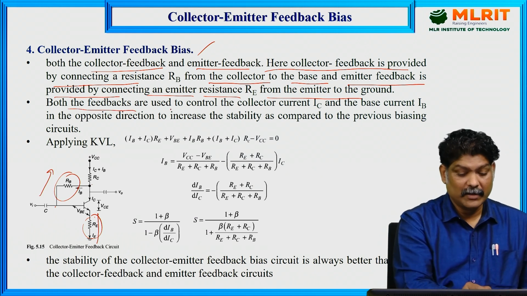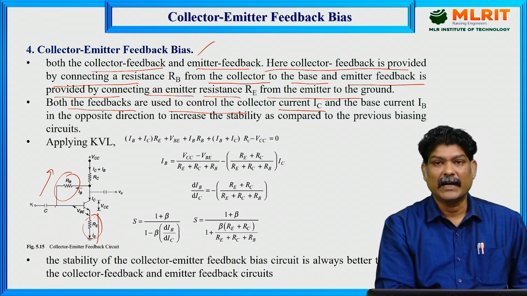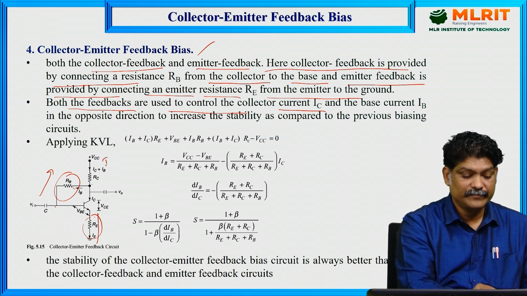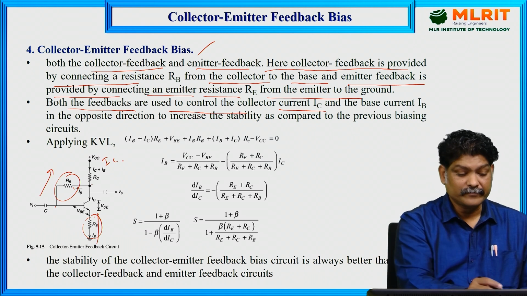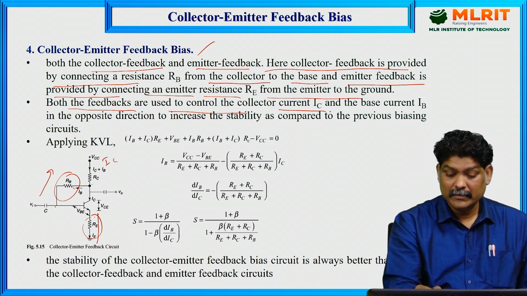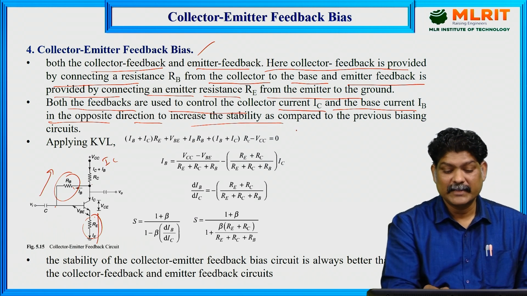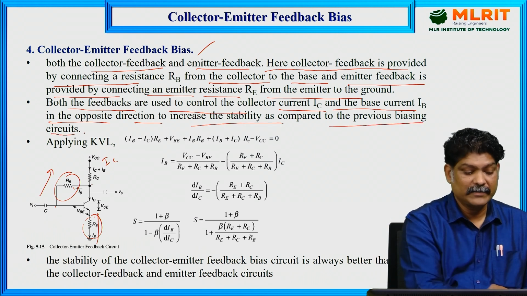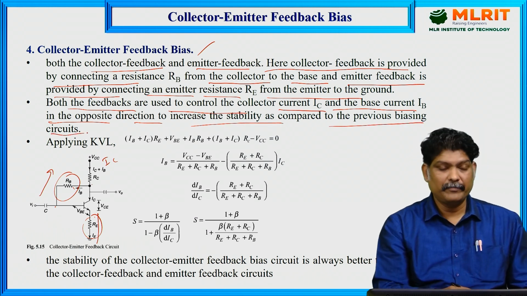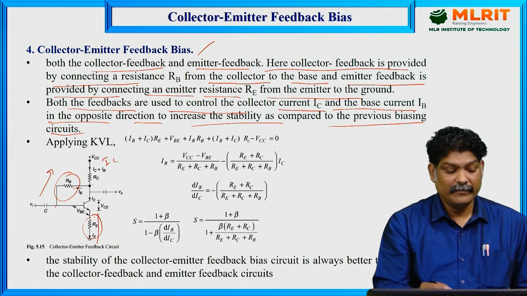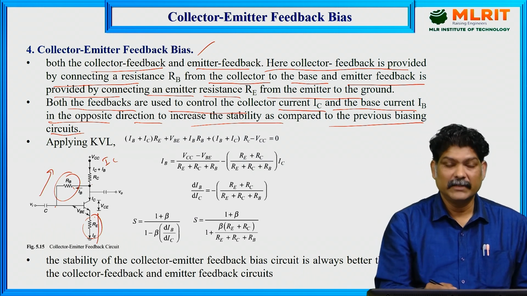Both feedbacks are used to control the collector current IC, the output current, and the base current IB in the opposite direction, to increase the stability as compared to the previous biasing circuits. When we compare to the previous biasing circuits, this is suitable because here the stability factor is reduced.